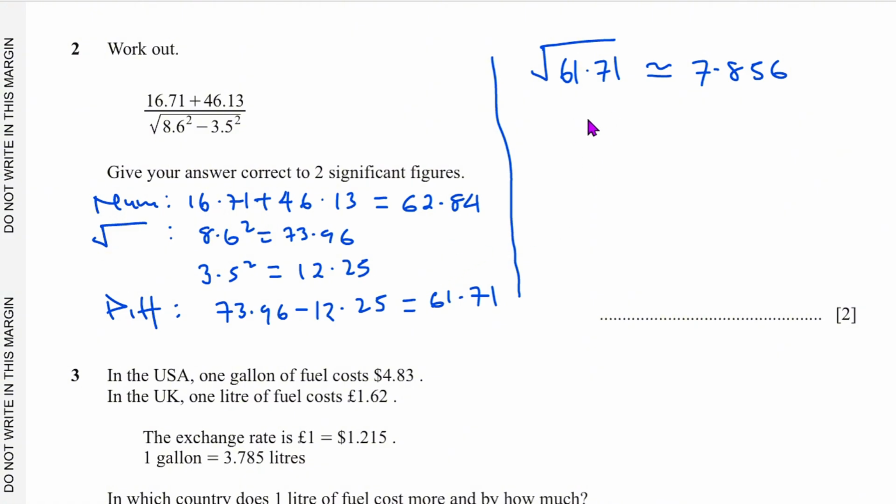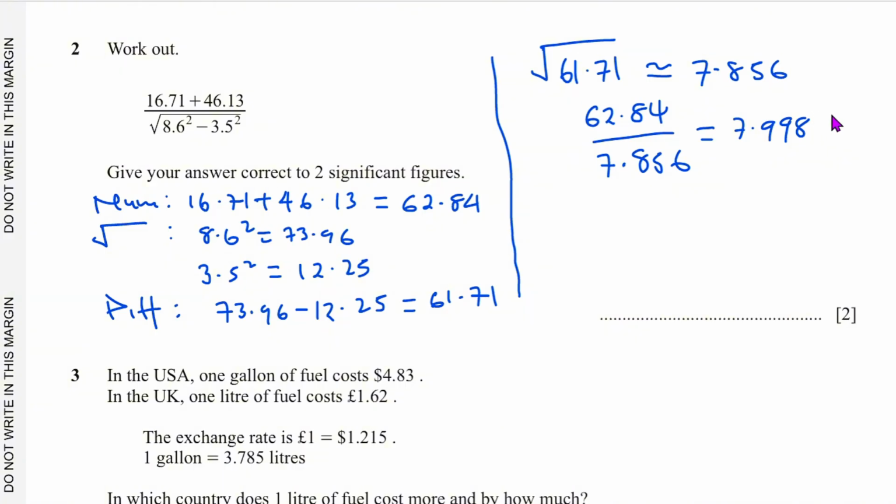After that, we now divide the numerator by the final result of the denominator. Our numerator was 62.84. Then we put it over our final denominator, which is 7.856, and then that will give us 7.8, not 7.8 but 7.9. So this should be 7.998. You should check with the calculators to confirm that this is correct.